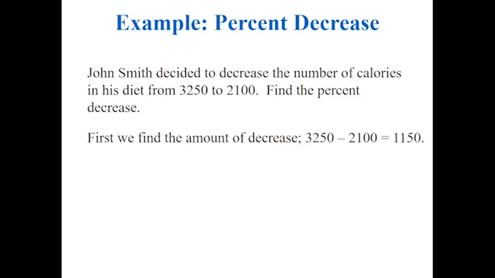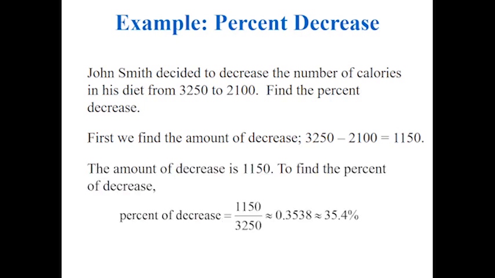What do we divide by? We divide by the original amount. And originally, he was eating 3,250 calories. So 1,150 divided by 3,250 is 0.3538... Write that as a percent, 35.4%.